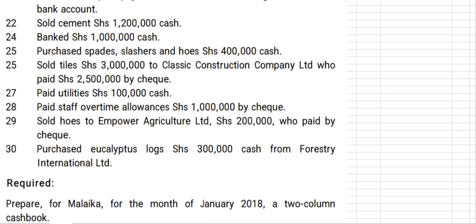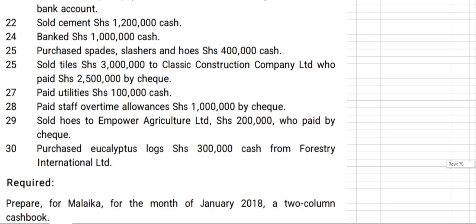After looking at the requirements of the question, that I'm required to come up with a two-column cash book, I have to open up one. So I have to write this cash book up. My title will be Malaika two-column cash book for the month of January 2018.